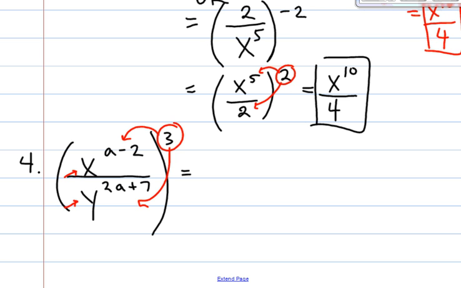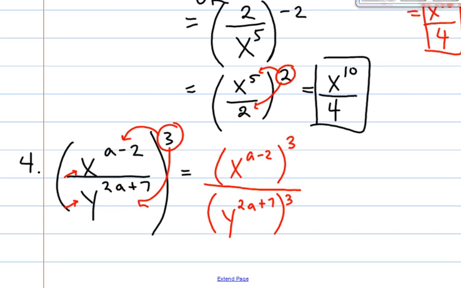So I'm going to rewrite this in a separate step before I go to the final thing. So that's x to the a minus 2. That whole thing gets cubed. And in the bottom, y to the 2a plus 7, and that whole thing gets cubed. So now you see in the top we have a power to a power, and also in the bottom we have a power to a power. So that means that we're going to multiply those exponents together.